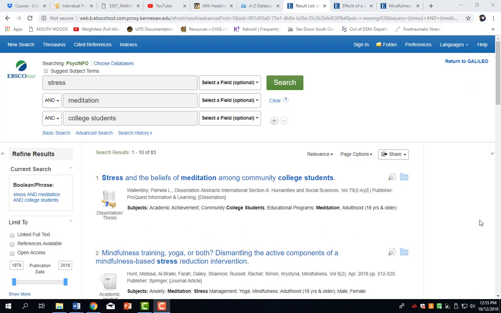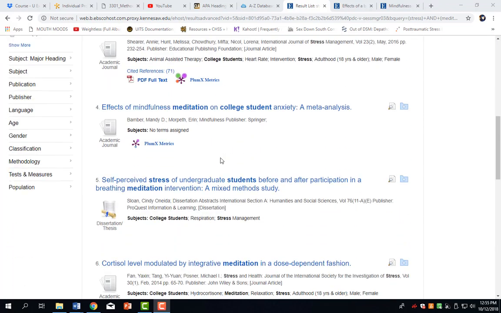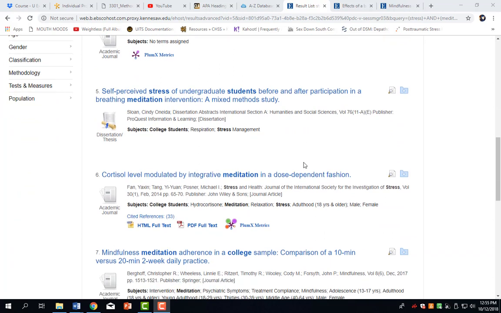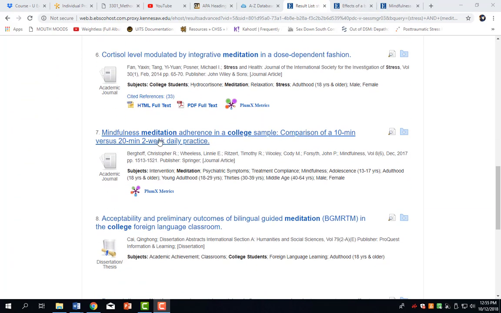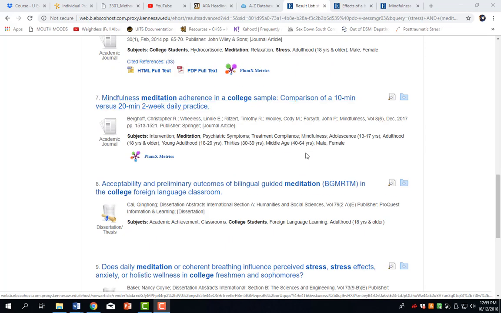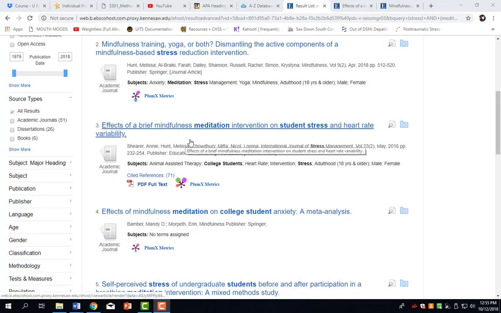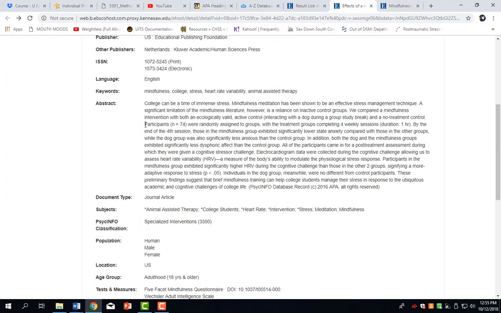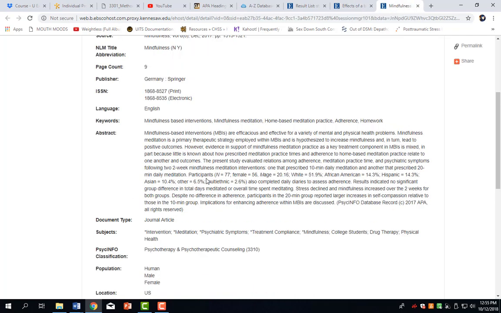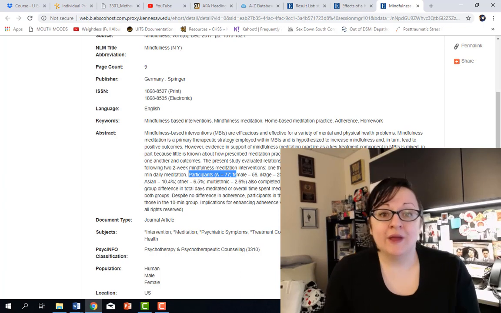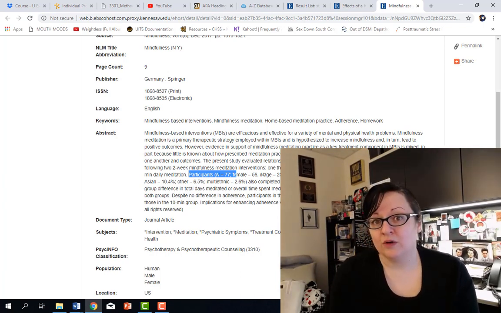To try to find my sample size, I've gone to PsycINFO and I've typed in stress, meditation, and college students. And as I've scrolled down, I found 2 articles that look pretty close to what I'm doing. The first one is one that's comparing 10 and 20-minute practices of meditation. So there's clearly 2 different groups, just like my study. And this one, that's the effects of a brief mindfulness meditation intervention on student stress. So I've looked at both of those, and the participants in one is 74, and the participants in another one is 77. So that means that that's a good sample size for what I'm doing.